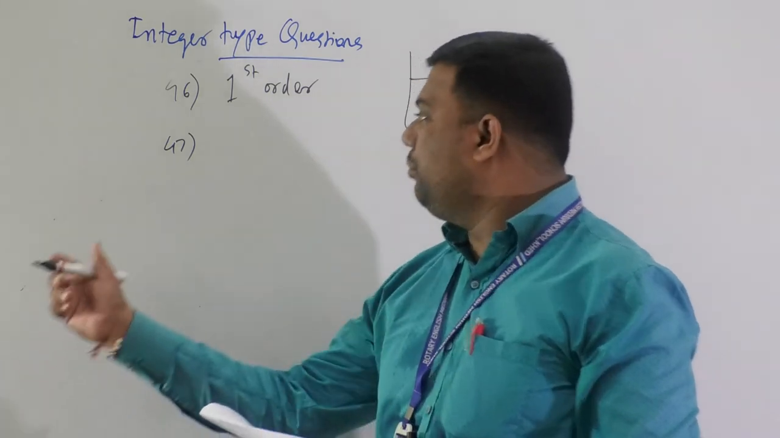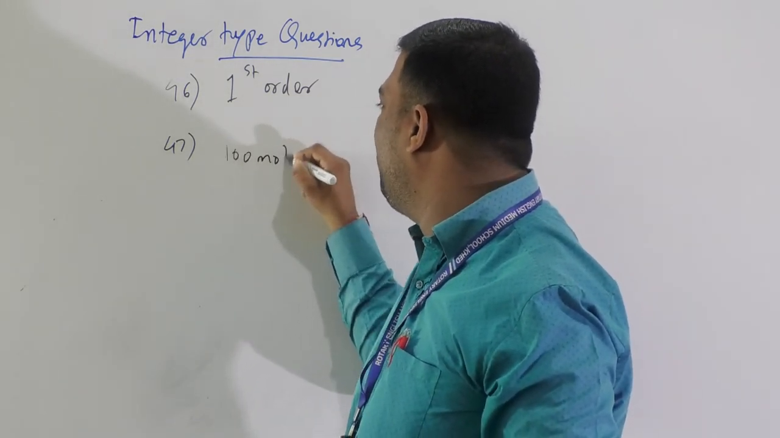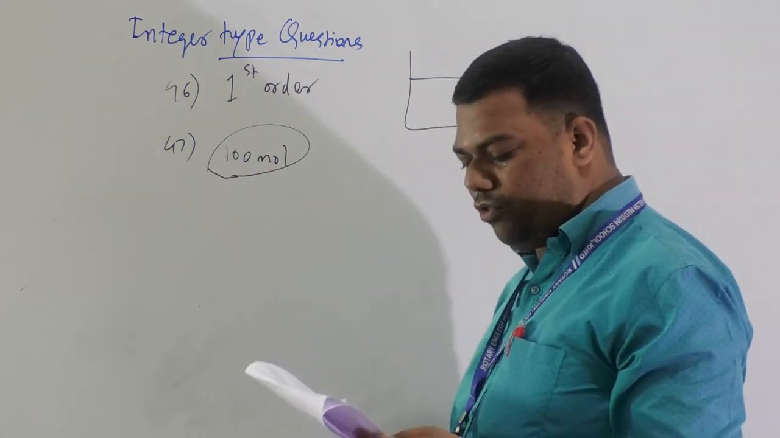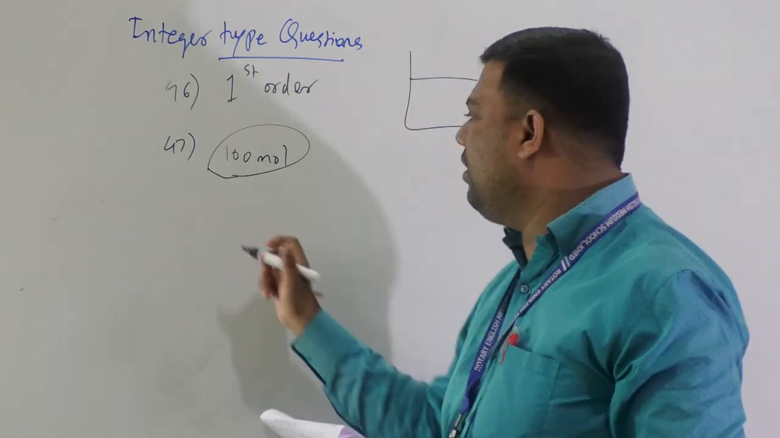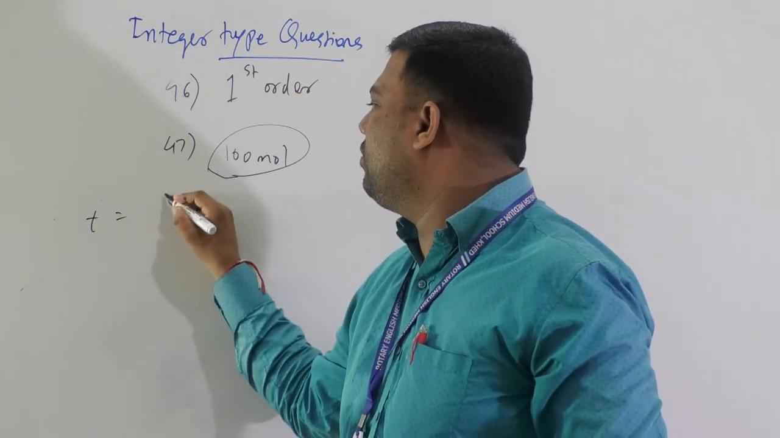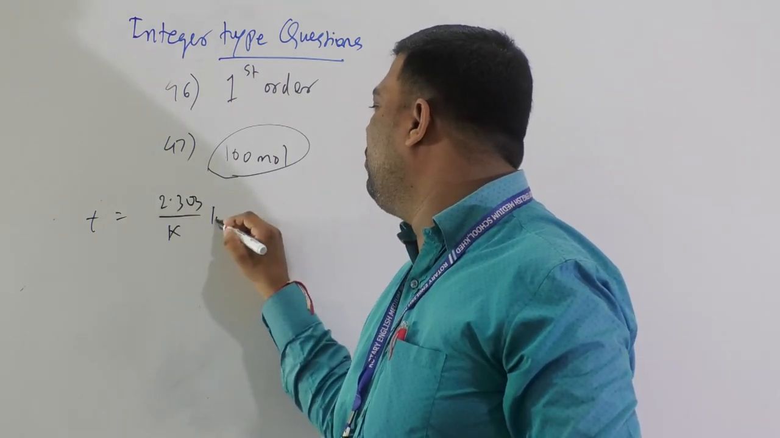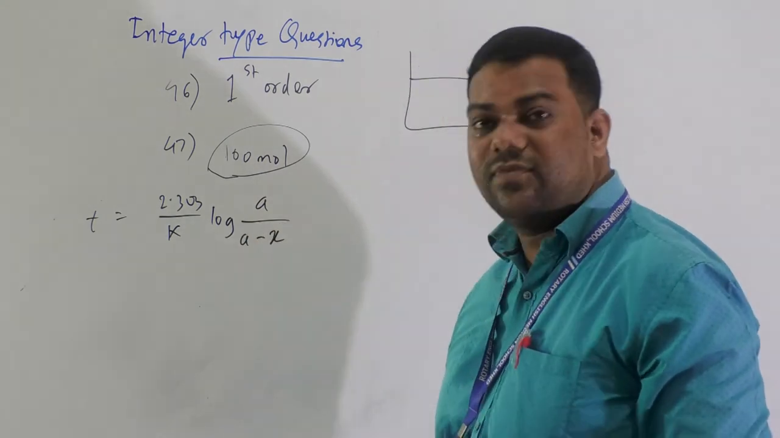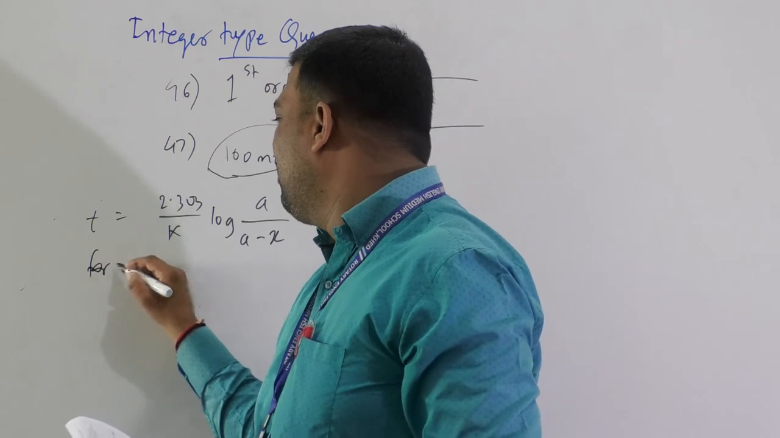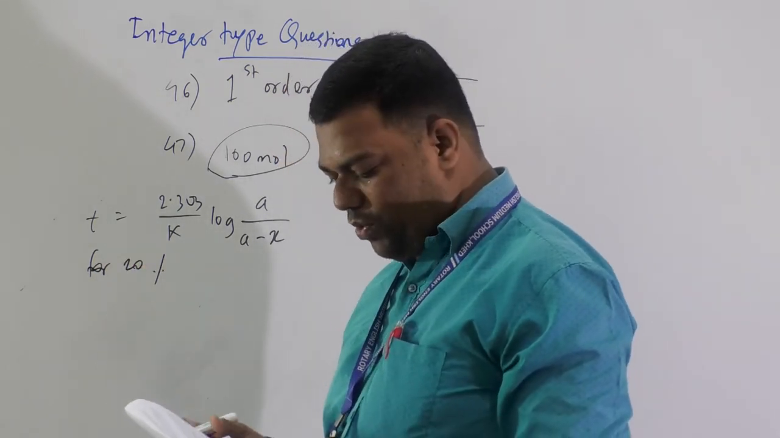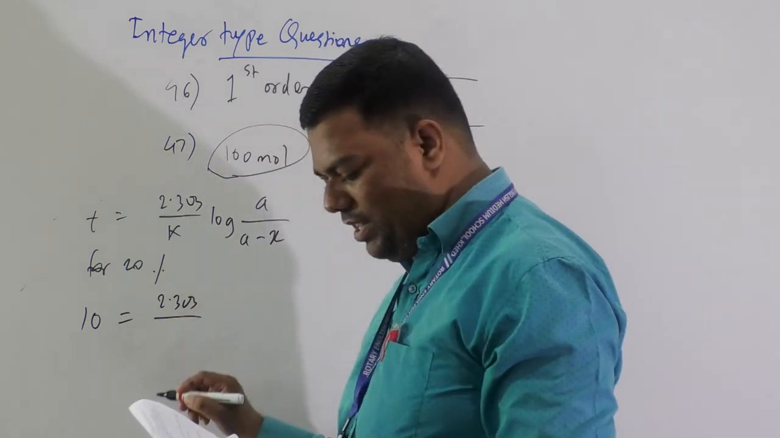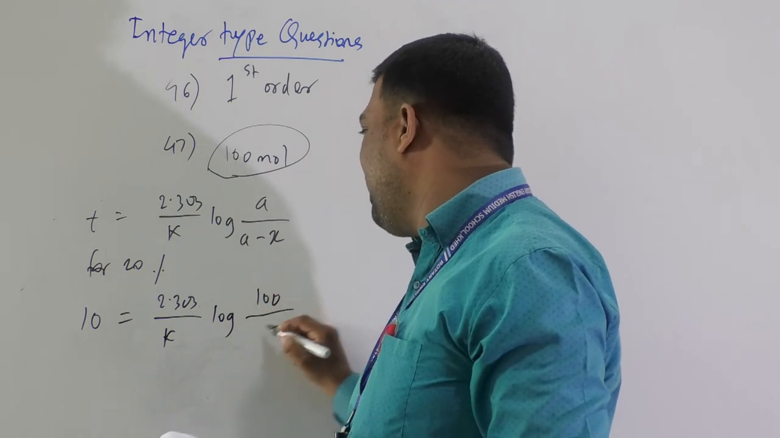Now see here. Suppose the initial concentration we are taking is 100 mole. Obviously we are taking. So as you know our formula, here we have to calculate the time. So t here we have to calculate. So our formula becomes like this. t is equal to 2.303 by k into log of a divided by a minus x. So a is the initial 100 mole. Okay, so for 20%, how we can write? They gave here 10 minutes. So 10 is equal to 2.303 by k log of 100 divided by, for 20% complete, how much remains? 80.